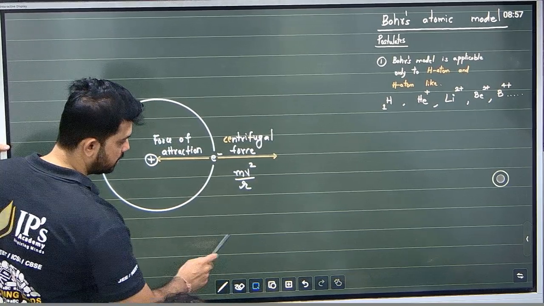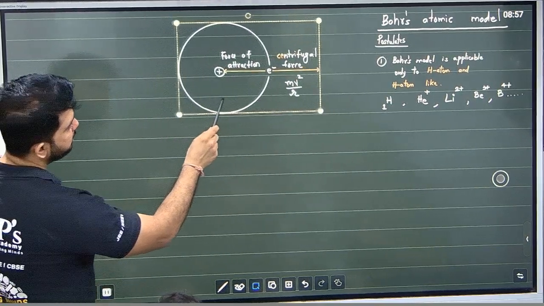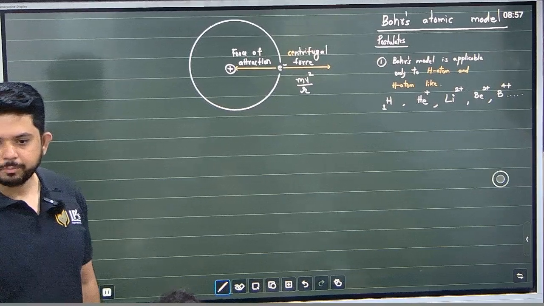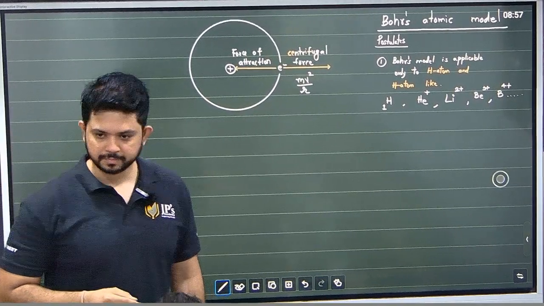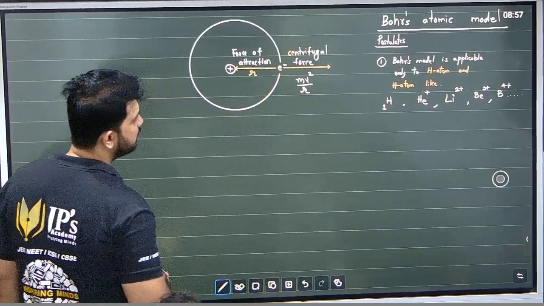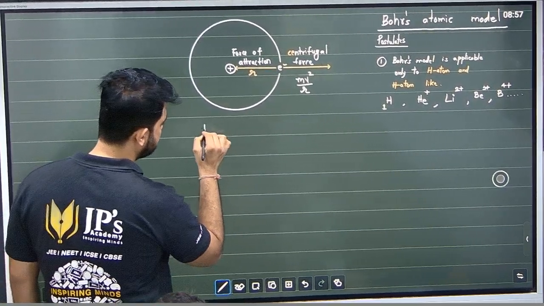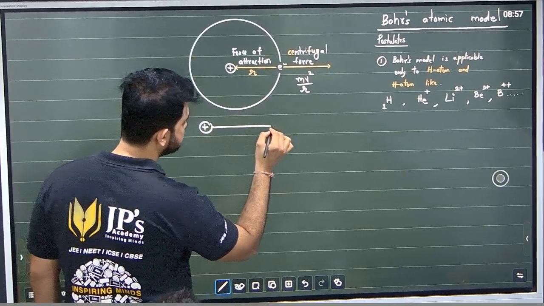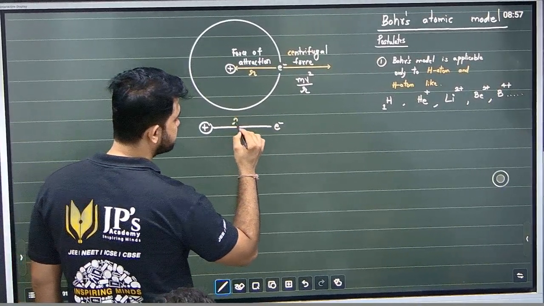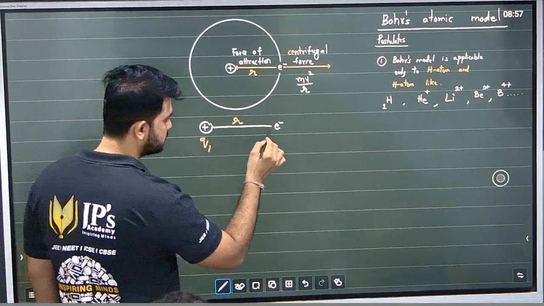Now, what is the force of attraction between the nucleus and the electron? Both are charged particles. Let's say this is the radius of the atom, so I put that as r. We did the same thing yesterday. Let's say this is your nucleus, this is the electron. The distance between them is r. Let's call this particle q1, and this other particle q2.